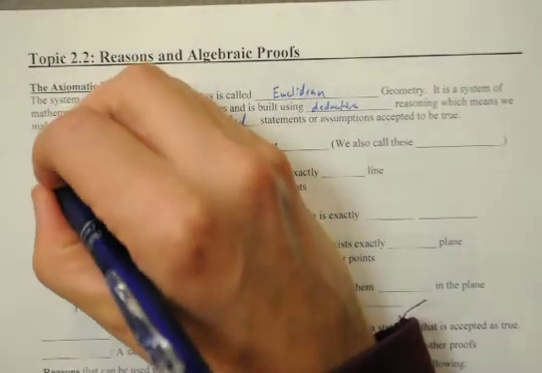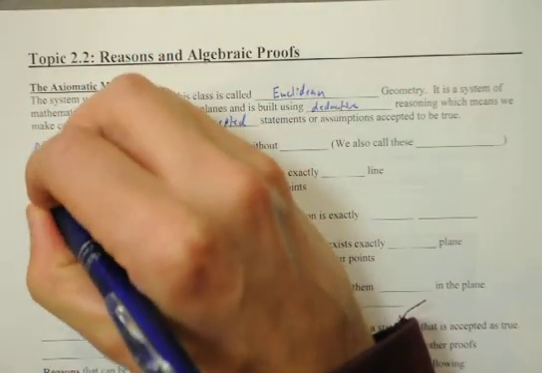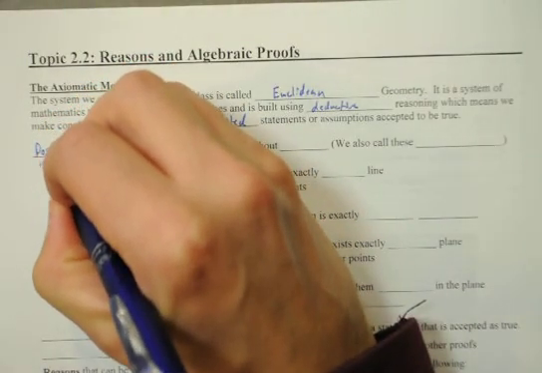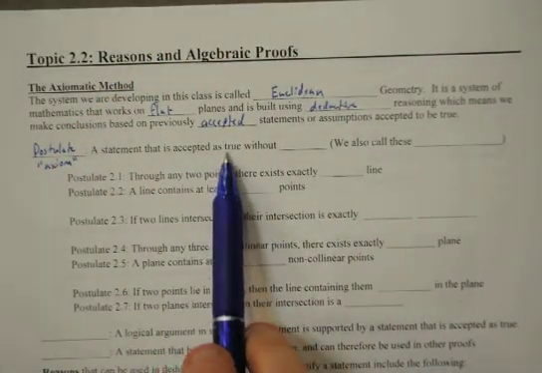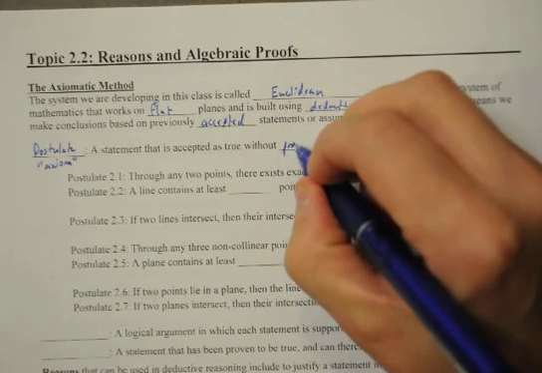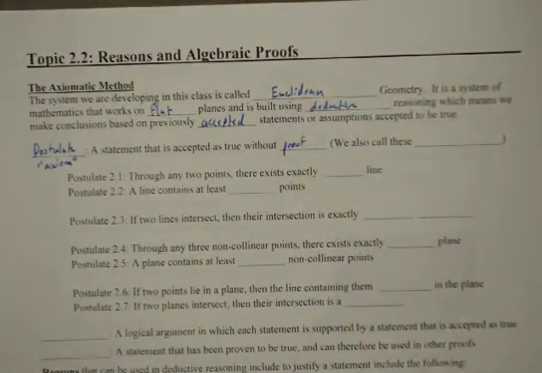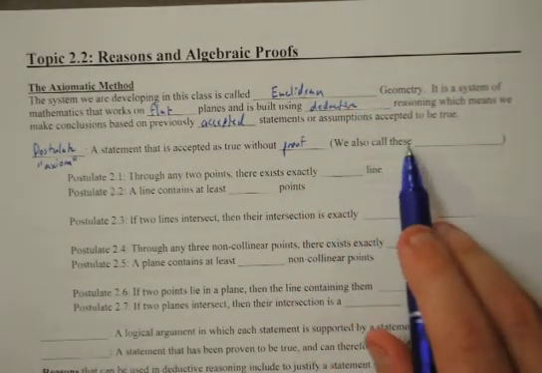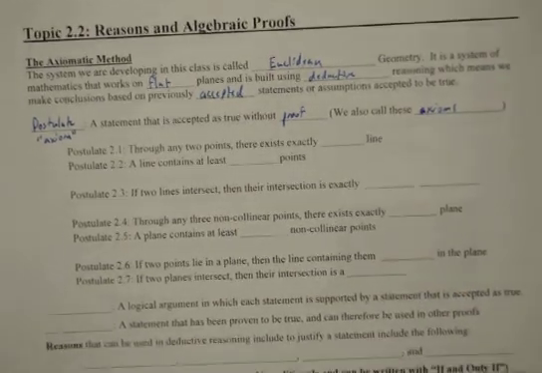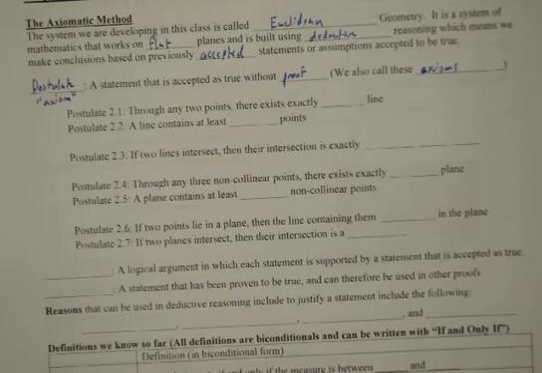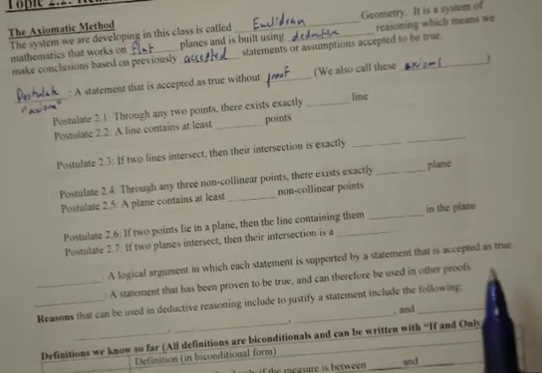A postulate, or another word for this is axiom, is a statement that is accepted without proof. No proof needed. We also call these axioms. So for example, here are our postulates. And what these postulates do is they put us on a flat surface.